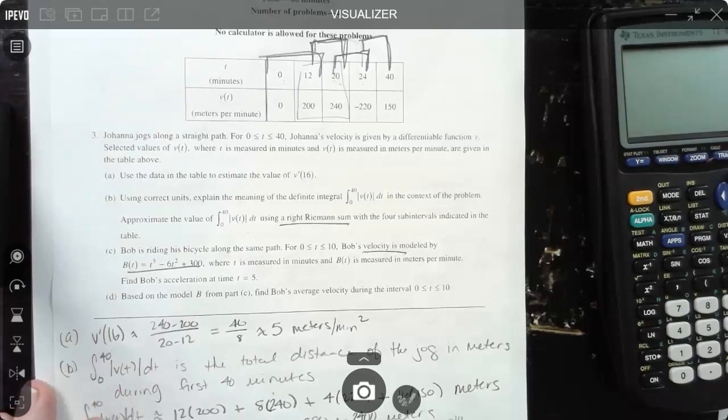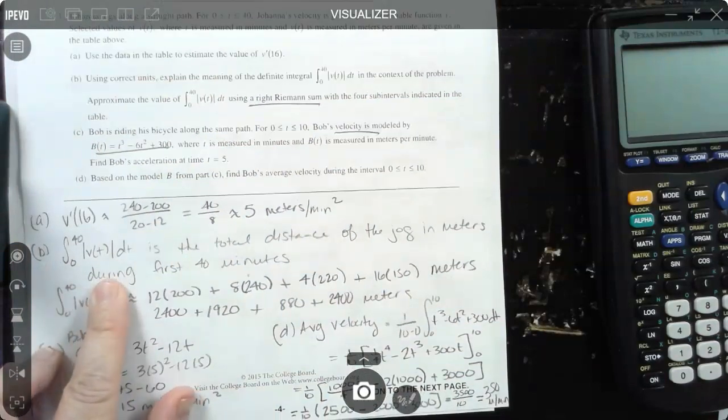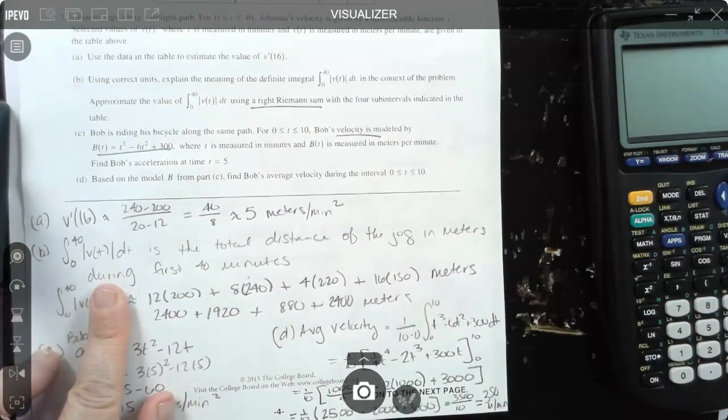Part B. It was 3 points. Using correct units, explain the meaning of the definite integral of the absolute value of velocity. That's the first part. So the absolute value of velocity, if I integrate that, remember that's my total distance traveled. They want it in context. Absolute value of velocity on its own is speed, but the integral of the absolute value is total distance traveled. Make sure you describe it in context of the problem because it says explain in context of the problem. So it's the total distance.